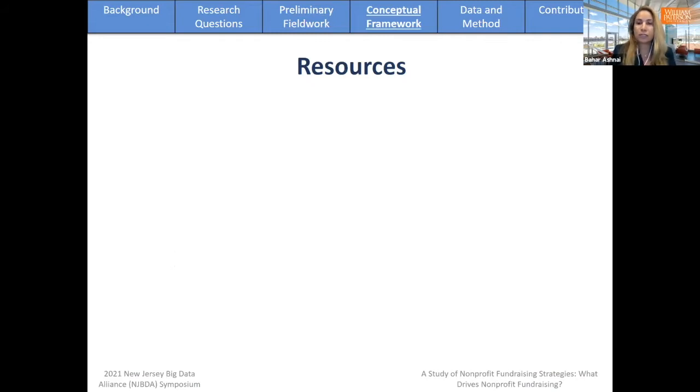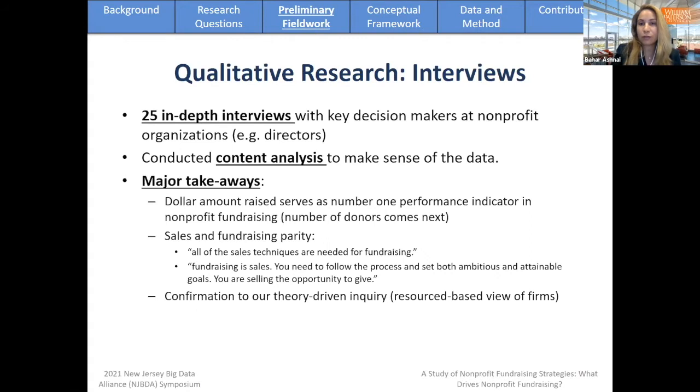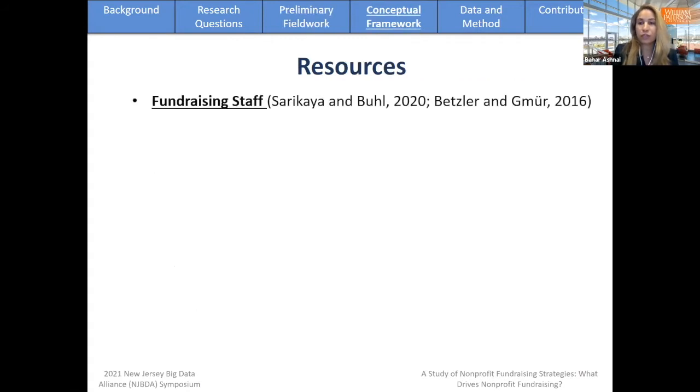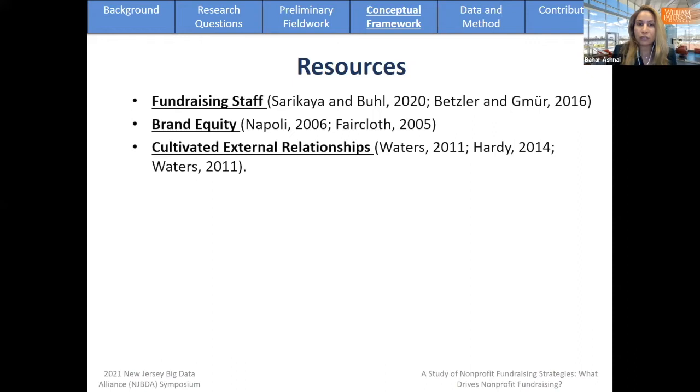So in terms of our resources, based on the resource-based view of firms, we're arguing that, first of all, the nonprofit organizations' fundraising outcomes are dependent on their fundraising staff. The resource-based view of firms argues that organizations need specialized and strategic resources to achieve distinctiveness and ultimately competitive advantage. Within the literature, it is also demonstrated that brand recognition and brand equity are another key driver of fundraising. And finally, cultivated external relationships really strengthen fundraising, help fundraisers build those relationships, and encourage donors to engage in their philanthropic commitments and engagements with the nonprofit organizations.